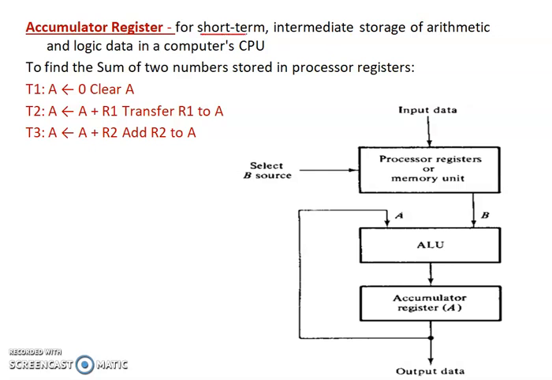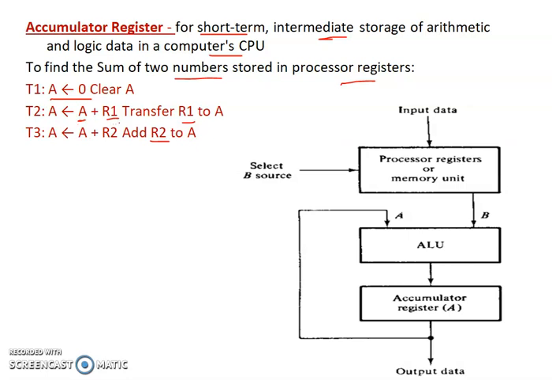It will be used only for a short period of time, and it can be considered an intermediate storage of arithmetic and logic data in the computer CPU. For example, if you need to find the sum of two numbers stored in the processor registers R1 and R2, what is the task to be performed? First, A will be initialized to 0, then the content of R1 will be added to A, replacing the previous content. So A will be replaced with A plus R1.